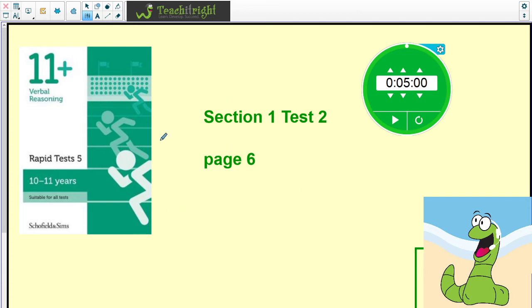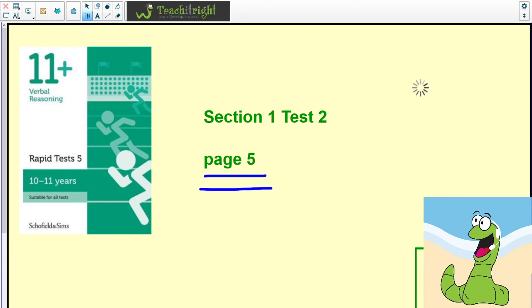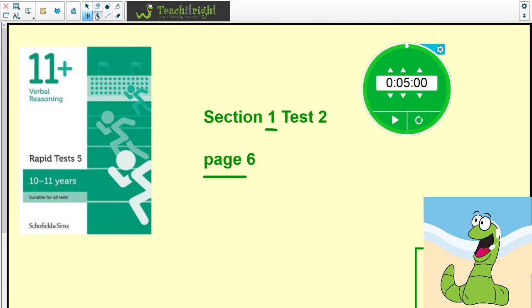So hopefully you've got the right page. This is page 6, and you're going to need to work through section 1. Now it does actually say there test 2, but I'm actually going to change that because you've moved on now to test 3.